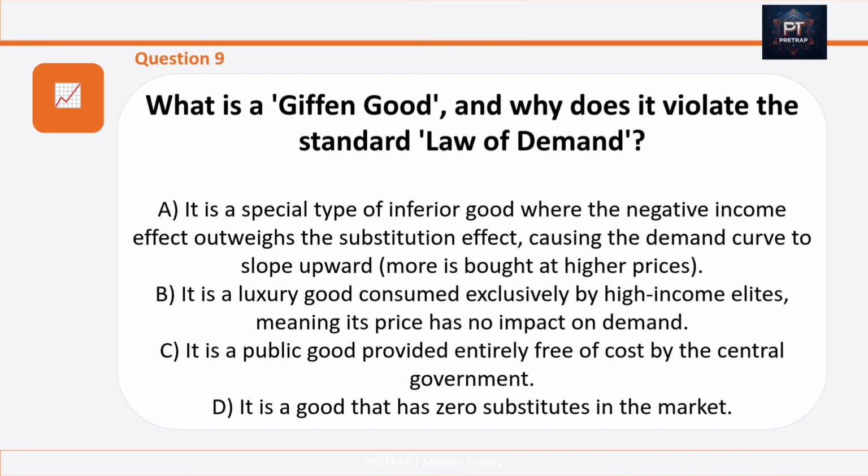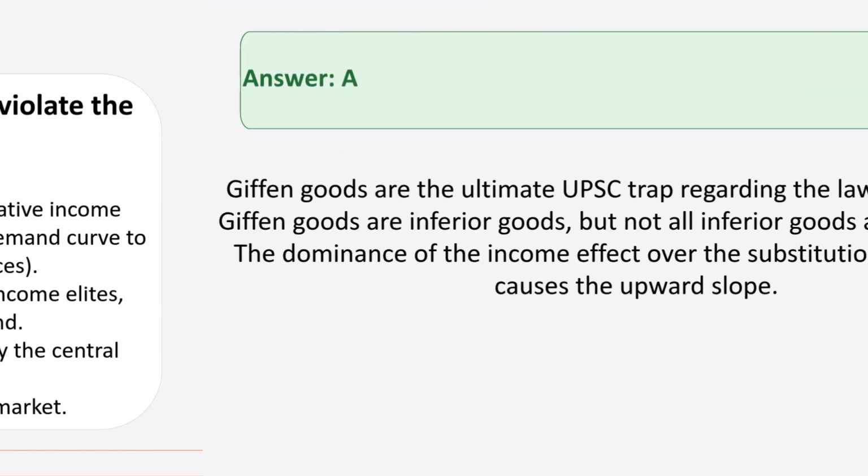Question number 9 is, what is a Giffen good and why does it violate the standard law of demand? Option A, it is a special type of inferior good where the negative income effect outweighs the substitution effect, causing the demand curve to slope upward. Option B, it is a luxury good consumed exclusively by high income elites, meaning its price has no impact on demand. Option C, it is a public good provided entirely free of cost by the central government. Option D, it is a good that has zero substitute in the market. And the answer is option A.